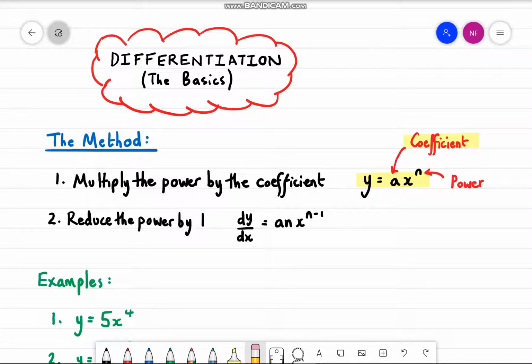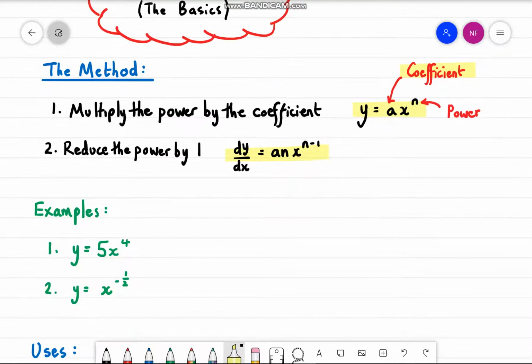When you want to multiply the coefficient by the power, hence you get an in front of the x for the gradient function, and then you want to reduce the power n by 1. Hence, we can express the gradient function as dy over dx is equal to an x to the power of n minus 1. We can use a couple of examples to consolidate this understanding.